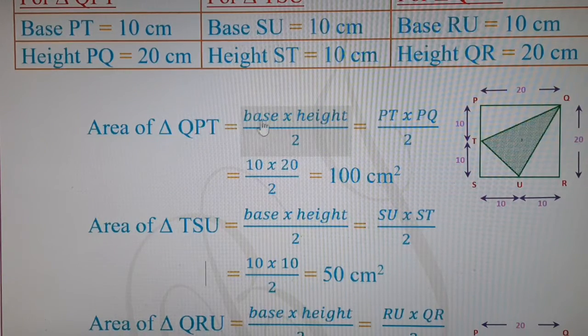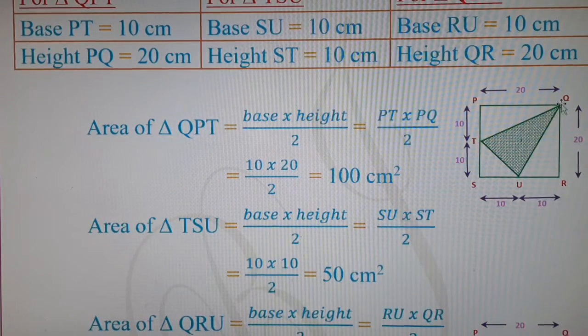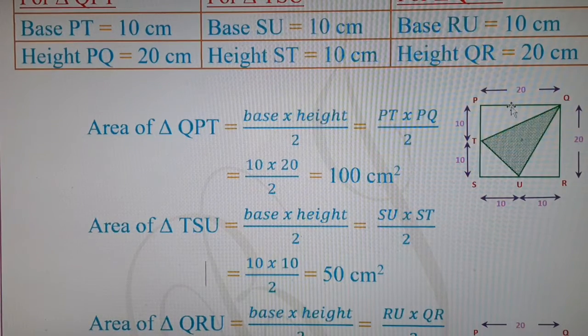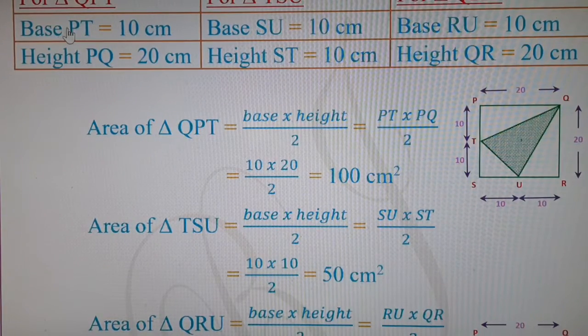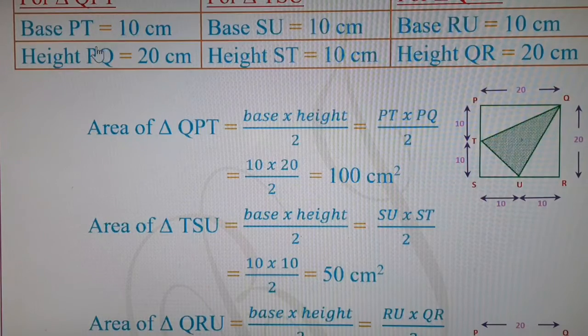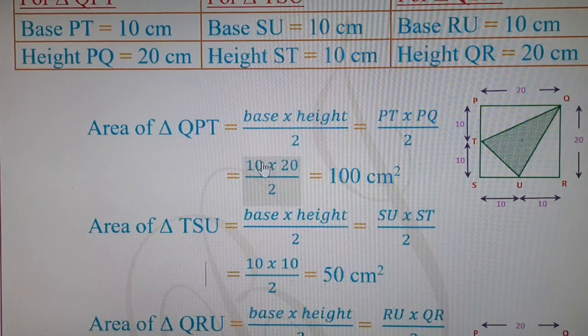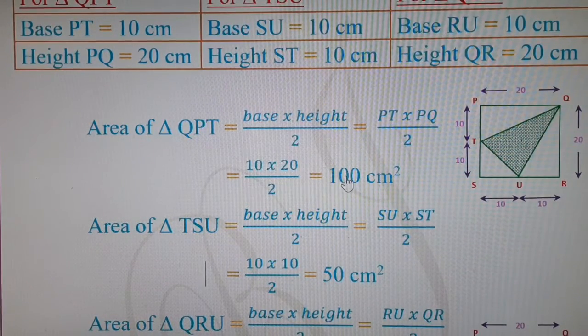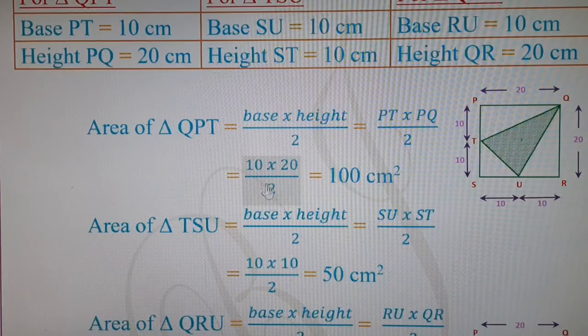For triangle QPT, the base is PT and height is PQ. So we will substitute the values as 10 into 20, because we have already taken the base PT as 10 centimeters and height PQ as 20 centimeters, as given in the detailed information in the textbook. So 10 into 20 upon 2, our answer will be 200 upon 2, and 200 upon 2 means 200's half, 200's half is 100.